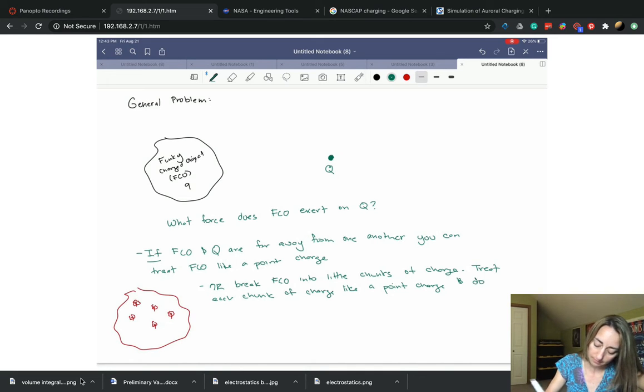And then I can do my vector addition, just like we did in the lecture on superposition. So I've got my Q over here to the side. Each one of these little chunks of charge is going to exert some different force, and I can add up all of those forces together. For a real object, I might need to break it up into, I don't know, 1,000, maybe 1,000,000 pieces to do this well. This can be really tedious to do by hand, obviously.